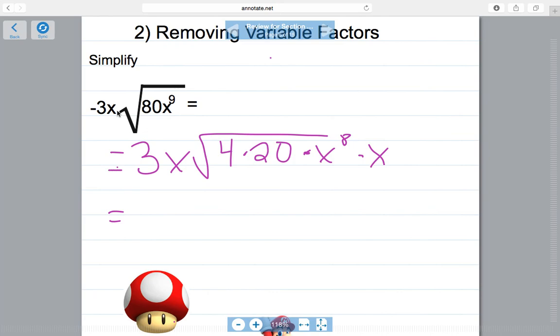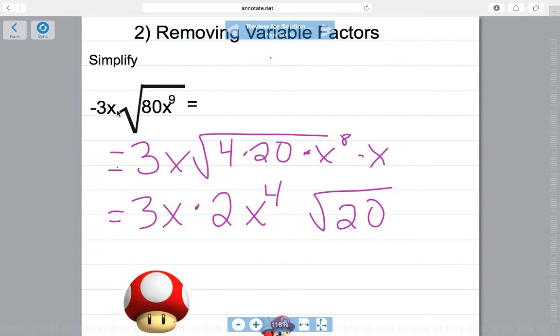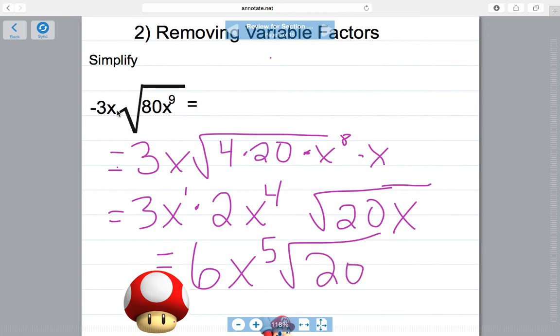Okay, so 3x, the square root of 4 would be 2. So now we have times 2. We'll leave the 20 in there for now until we figure out what to do. Square root of x to the 8th would be x to the 4th. And then x we can't do anything with, so we'll just leave that in the radical. Okay. So 3 times 2 is 6. X times x to the 4th is x to the 5th. Remember adding your exponents. Times the square root of 20x.